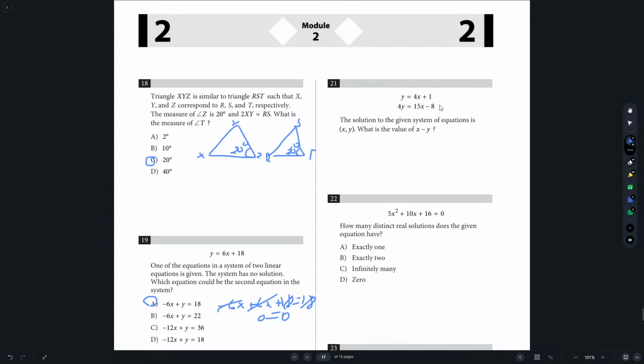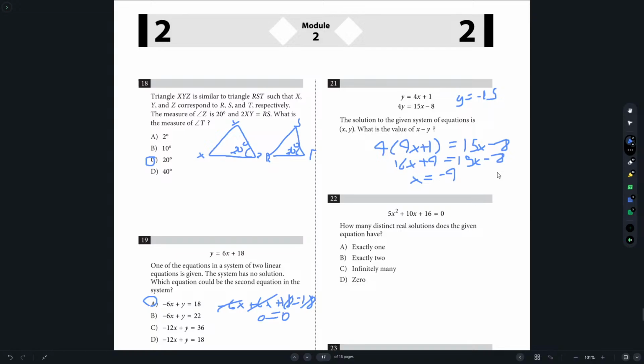y is equal to 4x plus 1. Let's just plug in. So we have 4x plus 1 is equal to 15x minus 8. So we have 16x plus 4 is equal to 15x minus 8, or x is equal to negative 4. Starting to make a little bit more sense. So plugging into the first one, we have negative 16 plus 1 gives us y is equal to negative 15. Does that make sense?